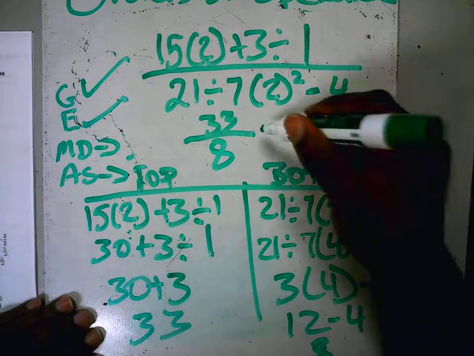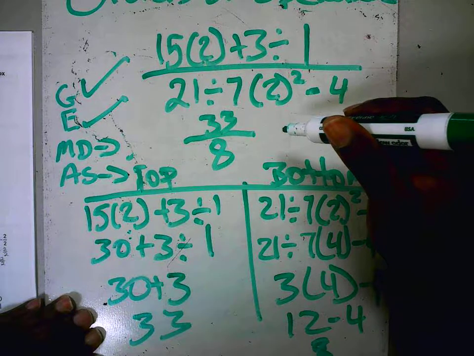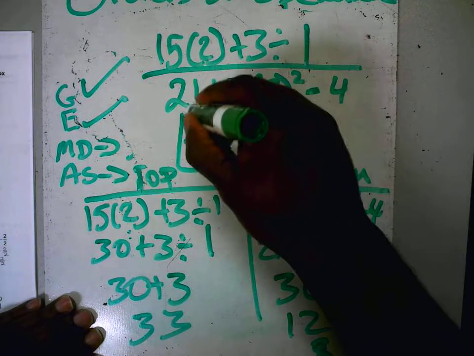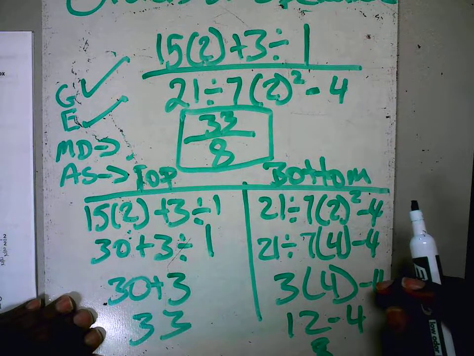I don't turn this into a decimal unless I am given a decimal. Okay, so we're just going to keep this as a fraction. Don't turn it into a decimal. That's your final answer.